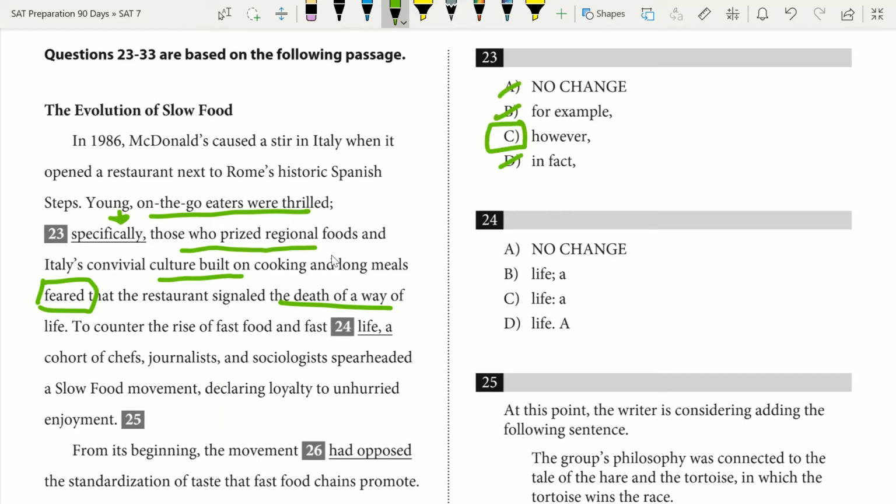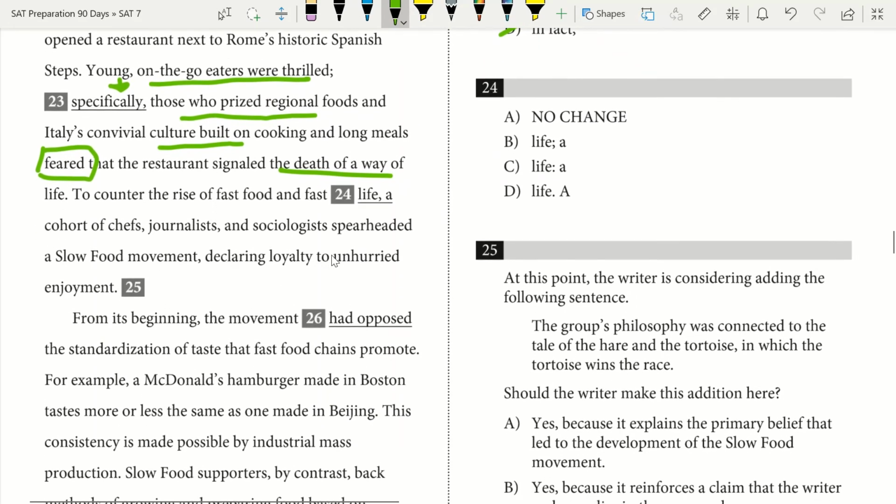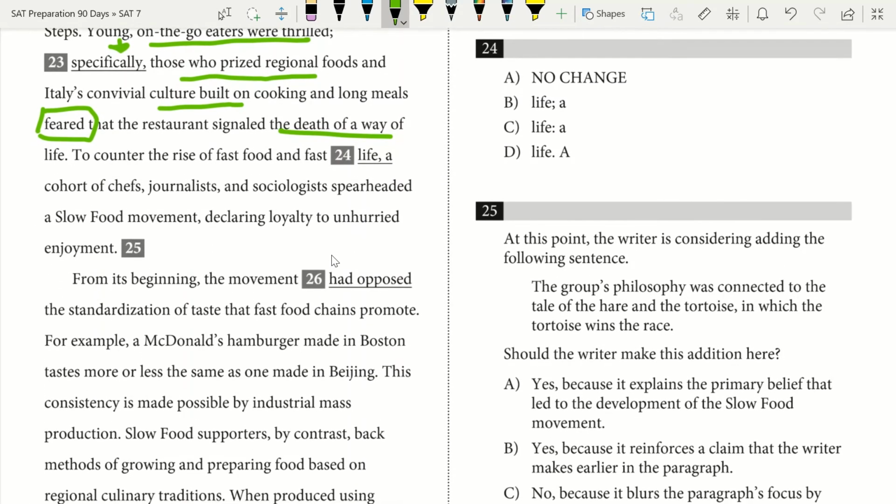All right, moving on, we've got question 24. To counter the rise of fast food and fast life, a cohort of chefs, journalists, and sociologists spearheaded a slow food movement declaring loyalty to unhurried life. We're going to want a comma after the word life, because to counter the rise of fast food and fast life is an introductory modifier modifying a cohort of chefs, journalists, and sociologists. So my correct answer there would be A, no change, for number 24.